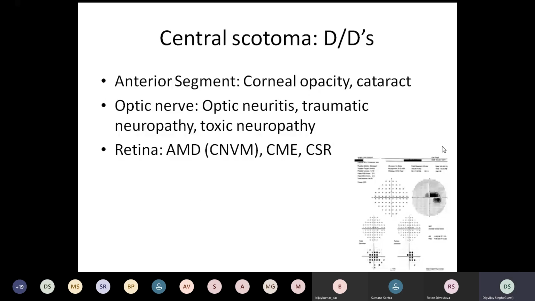Okay, so central scotomas can be caused by problems right from the anterior segment to the posterior segment. In the anterior segment, small corneal opacities and cataracts can cause it. Then optic nerve problems: optic neuritis, traumatic neuropathies, toxic optic neuropathies. Central scotomas are quite characteristic of toxic neuropathies, but that's usually in both eyes. In the retina, you could have AMD, CNVM, CSR. So there are a lot of reasons why a central field loss could happen. If somebody shows you a picture like that, you should be able to mention all of these from front to back, everything which is affecting the central vision. So this is again just another central scotoma, a little denser.